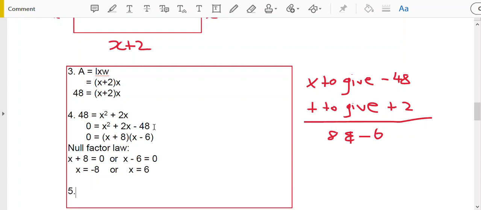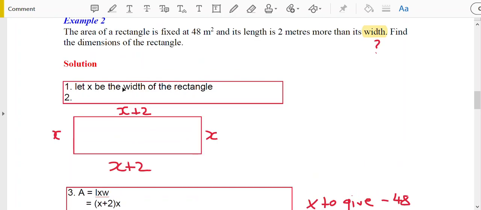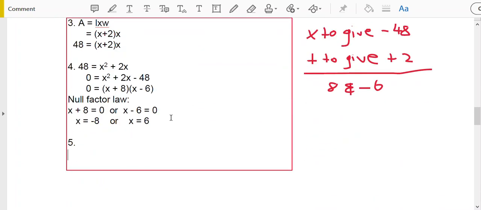Now step number 5 is to check which solutions actually make sense. Do both answers make sense? Do no answers make sense? Or does one of the answers make sense only? So remember what we're trying to figure out here. x is the width of a rectangle. So could the width of a rectangle be negative 8 meters?